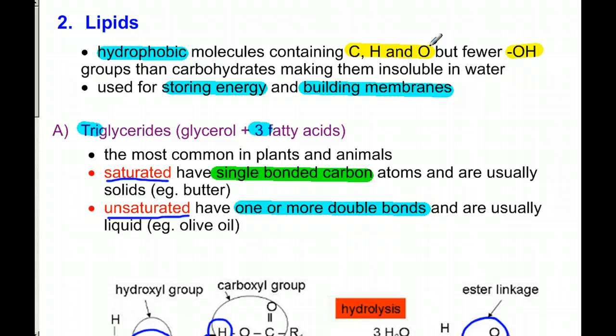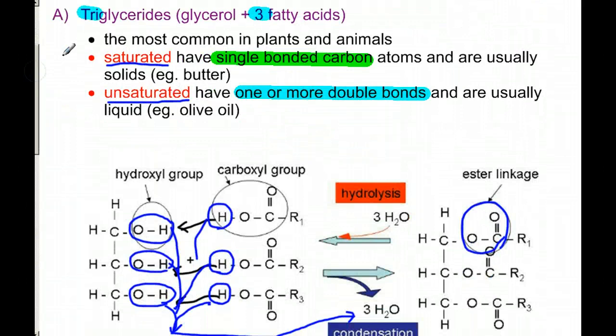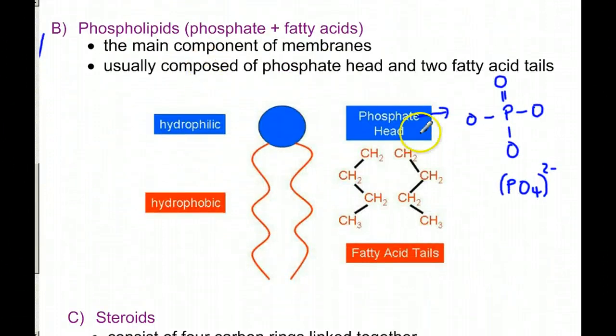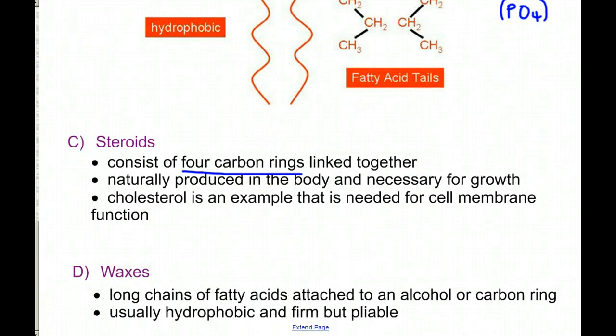So remember, carbohydrates have a 6 carbon to 12 hydrogen to 6 oxygen ratio. Lipids don't have that ratio. So they do contain the same atoms, but they're not bound to that ratio. They can have any number of those, is what makes up lipids. And the two big categories you need to know for lipids are the triglycerides, which is a glycerol coming together with 3 fatty acid chains, and the phospholipid, which is a phosphate head with 2 lipid or fatty acid tails coming off of it. And it's always 2. It's always going to look like this. Okay, and that's it for the lipids.